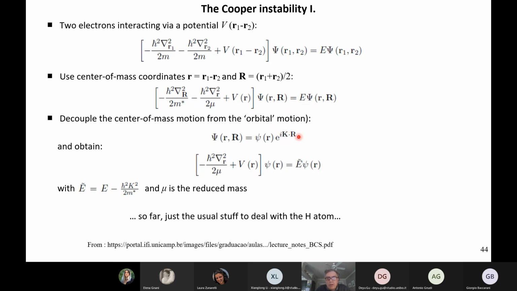Let's separate the translation of the center of mass from the orbital motion, and we get an effective equation, which is essentially what we do for the hydrogen atom, nothing different. We write the Schrödinger equation for the electron using the reduced mass. Of course, for the hydrogen atom we replace the mass of the electron with the effective reduced mass, because the nucleus weighs so much more than the electron. But for two electrons, this will be a different object, of course. And this E is just the energy of the bound state plus the translational energy, the way in which this two-body system moves in real space.